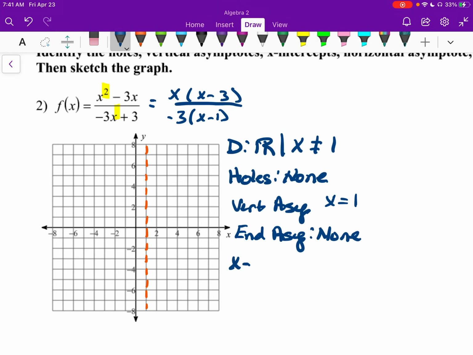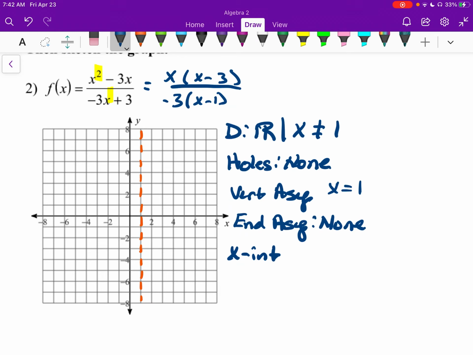Now for x-intercepts. X-intercepts, you say you want y to be 0, right? Because x-intercepts always happen on the x-axis where it's not shifted up, not shifted down, y is 0. So really we want to set this guy equal to 0. And the only way that that can happen is if the numerator is 0. Right? So instead of looking at the denominator being 0, now we look at the numerator being 0. To get the numerator to be 0, it would be 0 and 3. If we were to write this as a point, it would be (0, 0) and (3, 0).